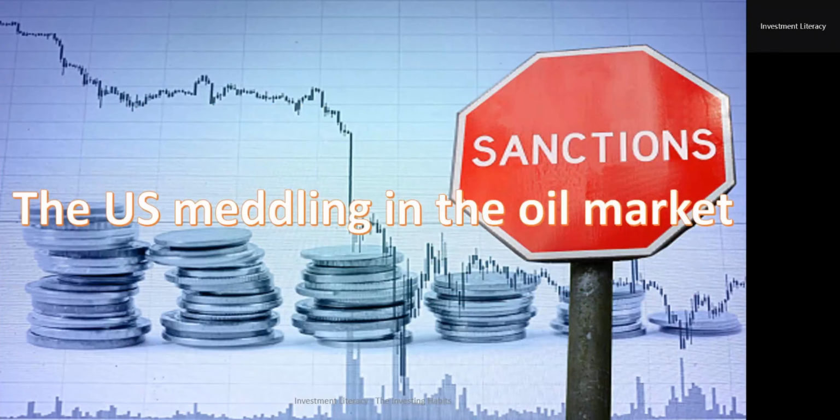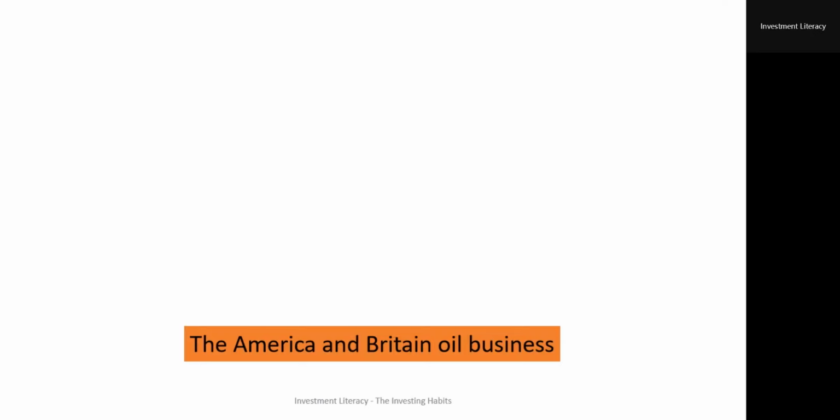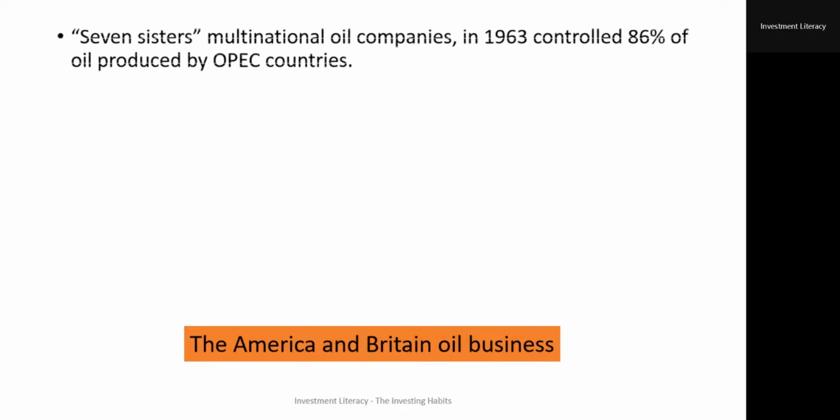And to do that, the US is actively meddling in the oil markets. And how will they do so is through the oil business. They have several companies called the Seven Sisters, which are now known as Shell, ExxonMobil, and Chevron. And in 1963, these companies controlled 86% of oil produced by the OPEC countries.